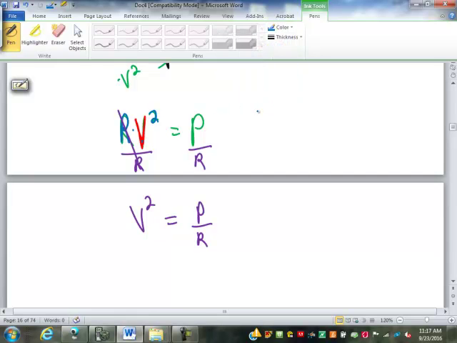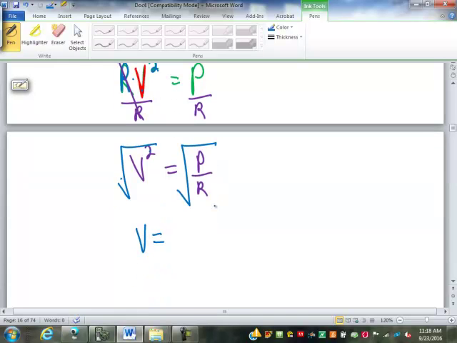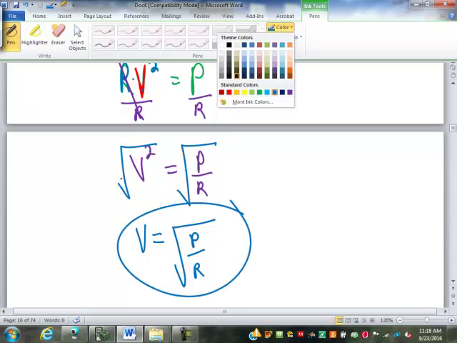And now that we have that, what's left to get rid of on the V? The squared. What's the opposite of squaring something? Square rooting it. So we can do a square root. So the square root and the squared cancel out to leave us with V. On the other side, we have to be careful to make sure we square root the whole thing. So it's simply the square root of P over R. So V equals the square root of P over R.